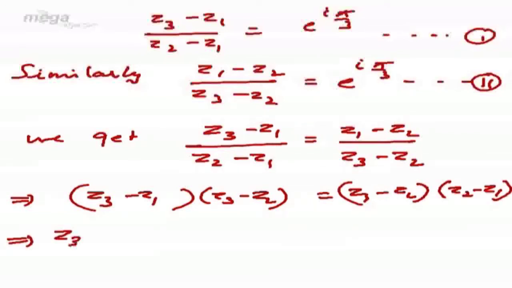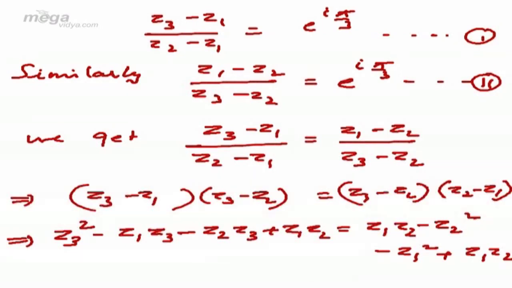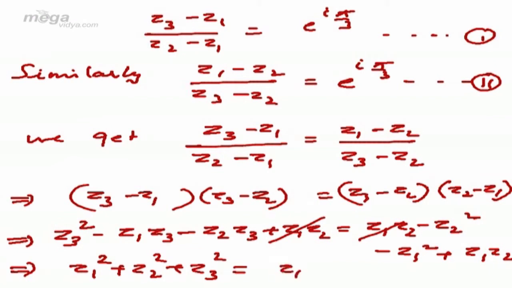This will become Z3 square minus Z1 Z3 minus Z2 Z3 plus Z1 Z2. This is equal to Z1 Z2 minus Z2 square minus Z1 square plus Z1 Z2. So this Z1 Z2 cancels out. So this will become Z1 square plus Z2 square plus Z3 square is equal to Z1 Z2 plus Z2 Z3 plus Z3 Z1.